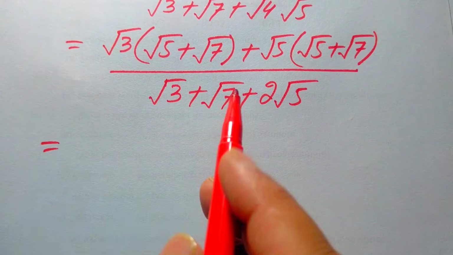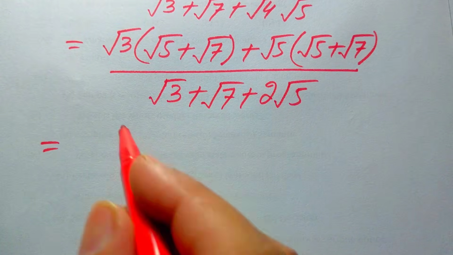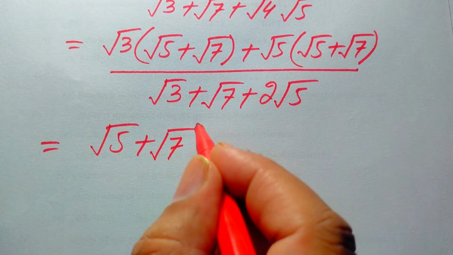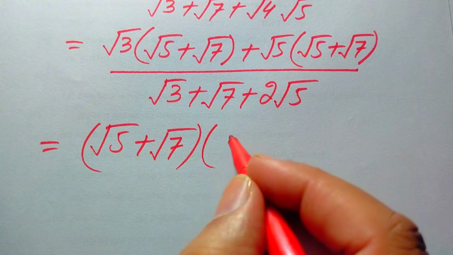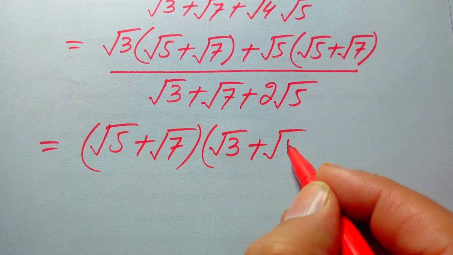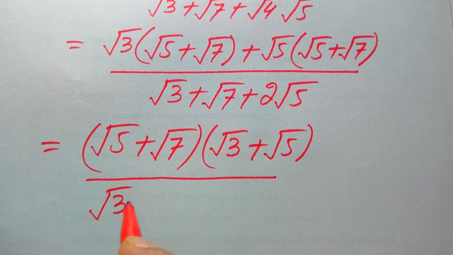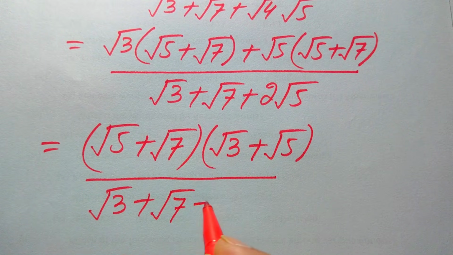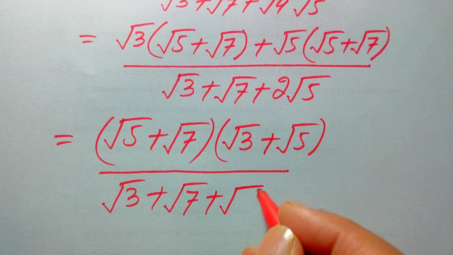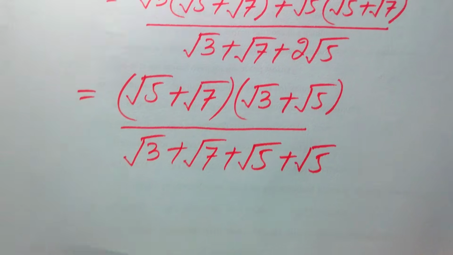And now in the next step, again you see that in the numerator we have square root of 5 plus square root of 7 as the common factor, so we take this term common and the remaining values are square root of 5 plus square root of 7 times. From here we obtain square root of 3, plus from here we get square root of 5, and it is divided by square root of 3 plus square root of 7 plus 2 times square root of 5, and we rewrite this term as square root of 5 plus square root of 5.